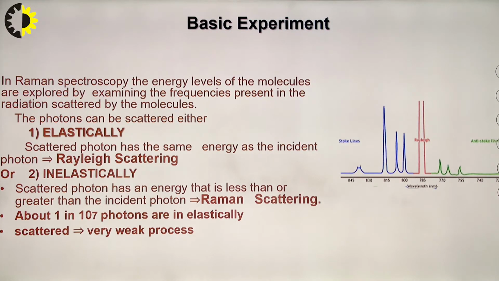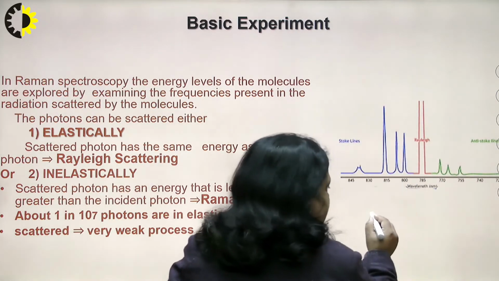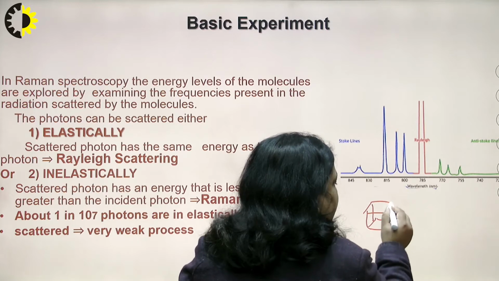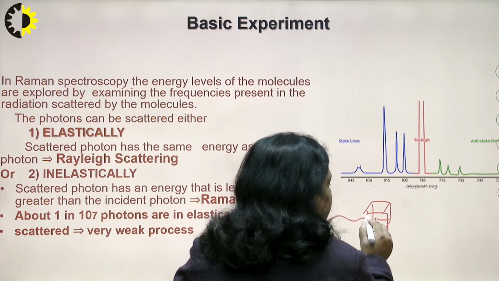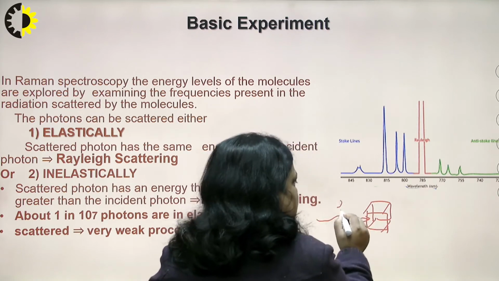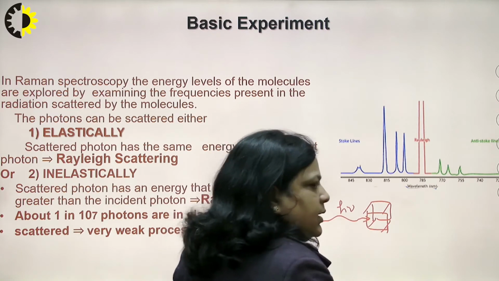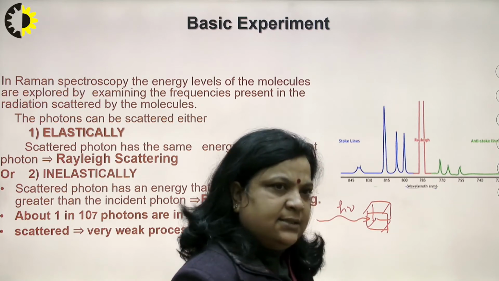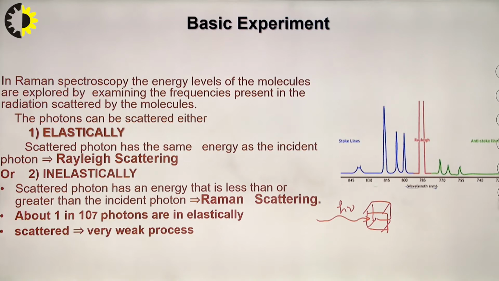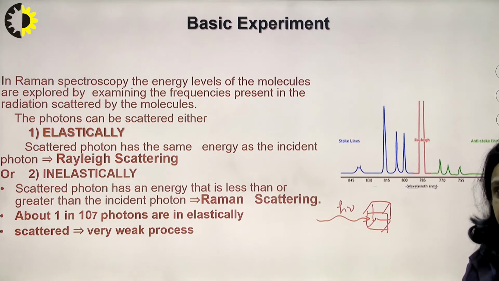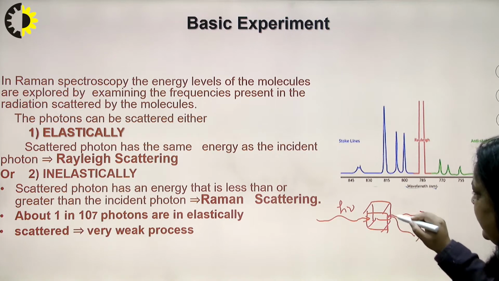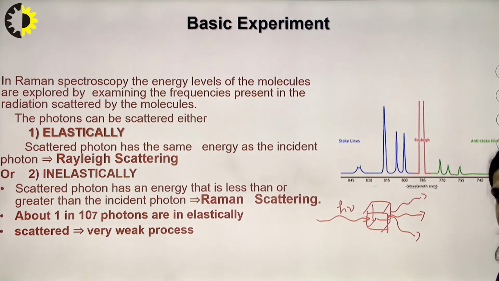Simply we can say, suppose this is a molecule, and when we irradiate this molecule with a photon of energy h mu, there is a 99% chance of either absorption or transmittance, but in 1% of cases scattering occurs. In this scattering again there are 3 possibilities.